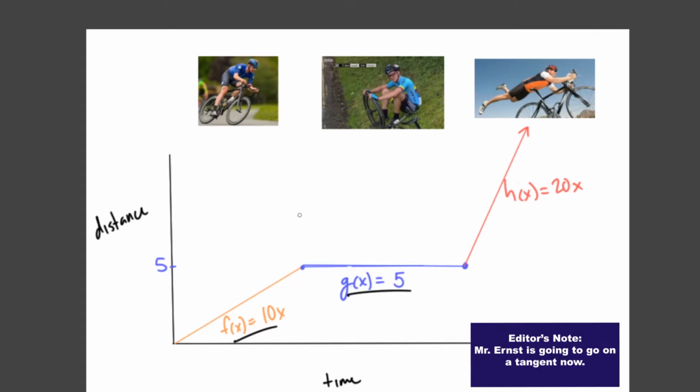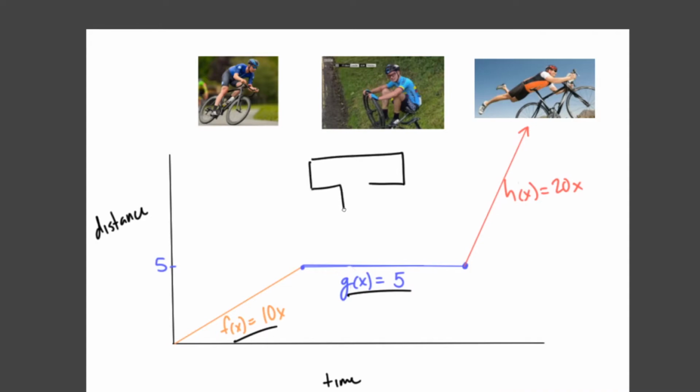In your assignment today, you're going to be looking at, not the story of the bicyclist, but water filling up a T-shaped object. As the water fills it up, it's going to start off filling up really fast because it's a small amount of area, but then it's going to start filling up a lot slower because there's a lot more area for it to go. And you guys are going to be looking at what that kind of looks like.